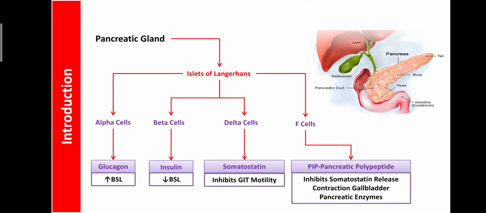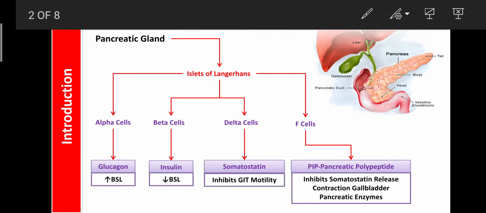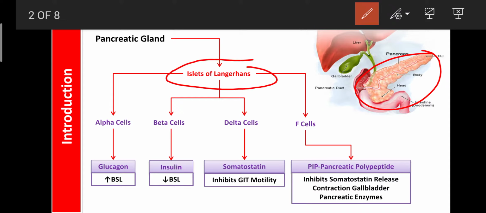The endocrine part consists of tiny clusters of cells, more than 1.3 million of them. Those tiny cluster cells group together, and they are known as the islets of Langerhans. These islets of Langerhans consist of clusters of tiny cells.